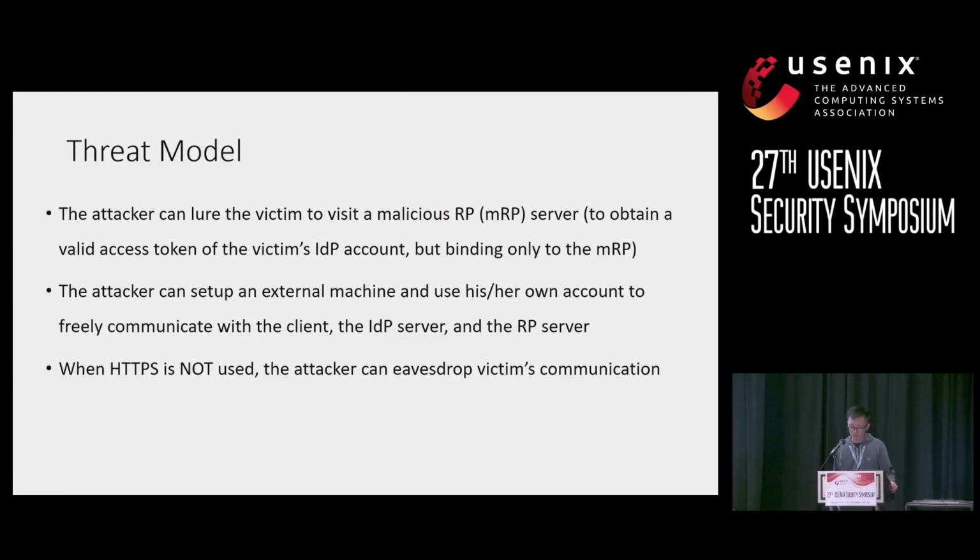We assume that the attacker can lure the victim to visit a malicious RP server in order to obtain a valid access token of the victim's IDP account, but this token binds only to the malicious RP server. And the attacker can also set up an external machine and use her own credit account to communicate with the client, the IDP server, and the RP server. And we also assume that if HTTPS is not used, the attacker can eavesdrop on the victim's communication.